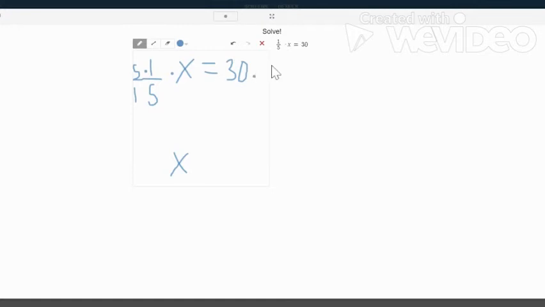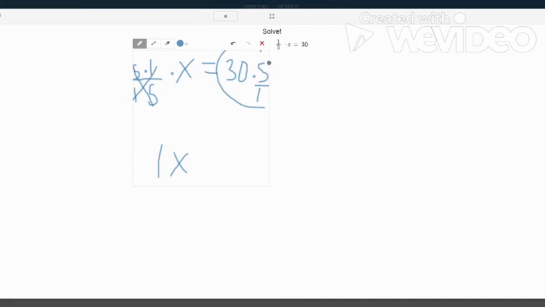So now let's do the same thing. 5 over 1. So I'm multiplying by my multiplicative inverse, right? 5 times 1 is 5. 5 times 1 is 5. And 5 divided by 5 is 1. So I have 1x. I'm undoing dividing by 5 by multiplying by 5, right? These operations undo each other. I'm undoing multiplying by 1 by dividing by 1. They undo each other.